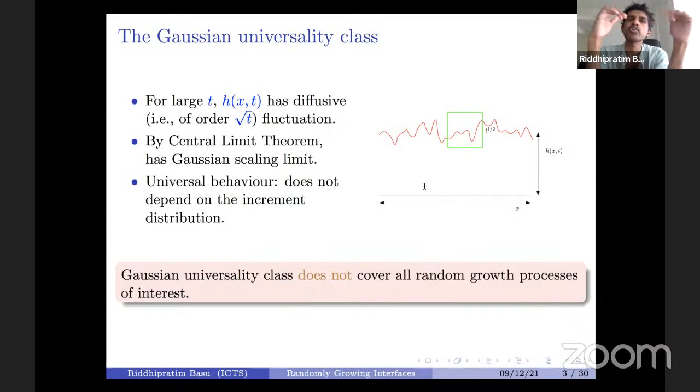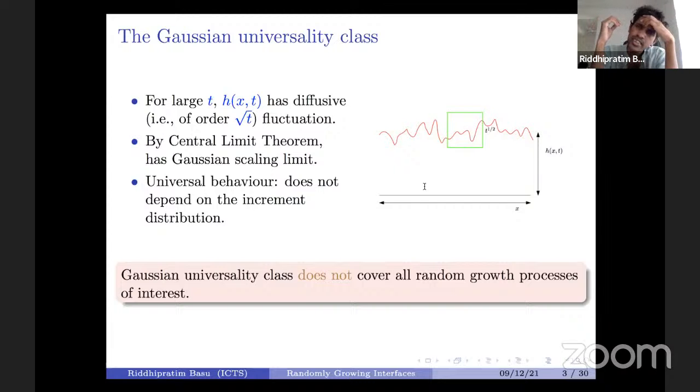So here the Gaussian nature kind of depends on the fact that the increments were IID, but it does not depend on the exact distribution of the increments. This is one of the examples of the Gaussian universality class, which is the most ubiquitous universality class there is in probability.